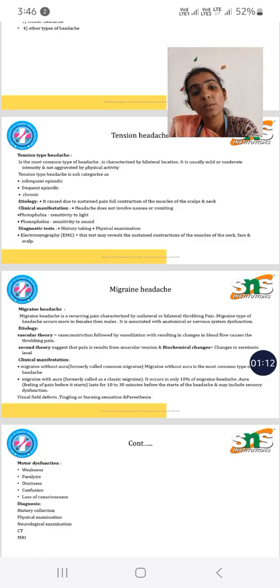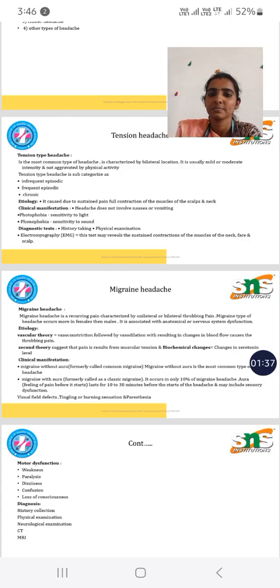And phonophobia, the patient does not want to hear any noise, because the bright light and the noise will increase the pain of the patient. So the patient has phonophobia and photophobia. The diagnostic tests are history taking, physical examination, and electromyography. This test may reveal sustained contraction of the muscles of the neck, face, and scalp.